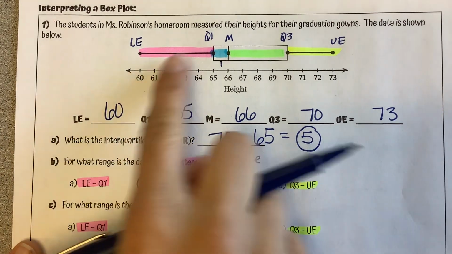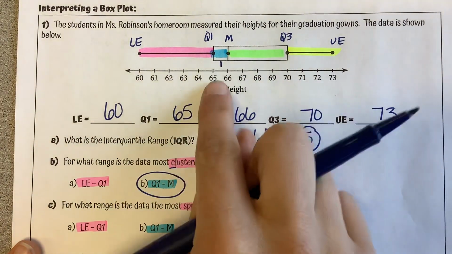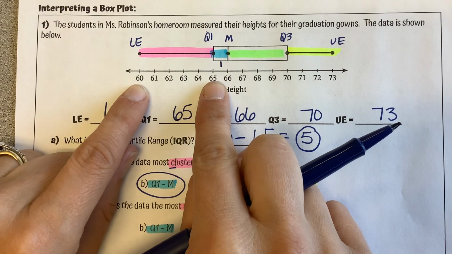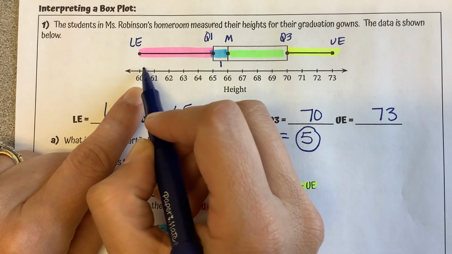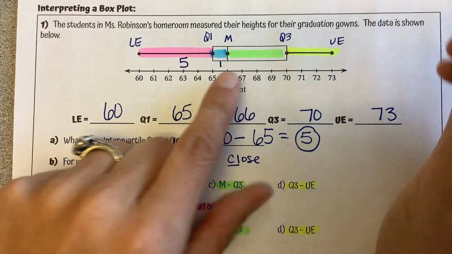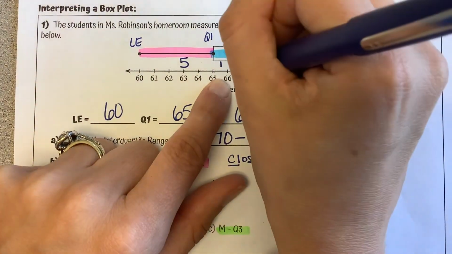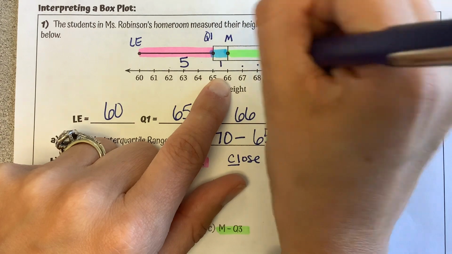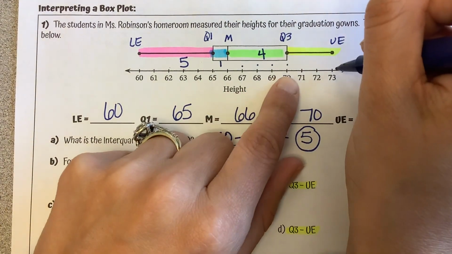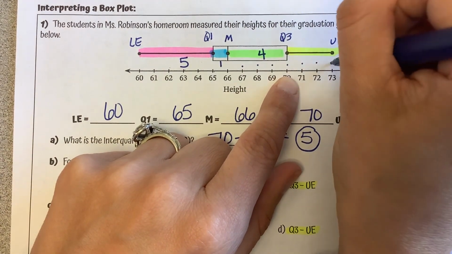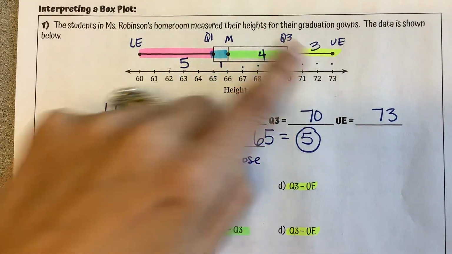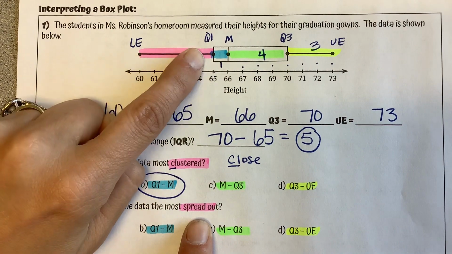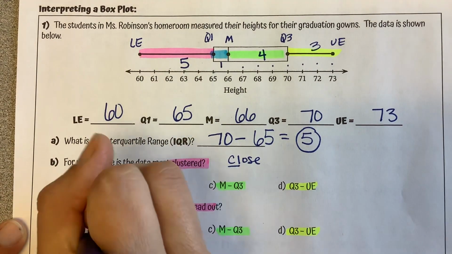Where is it the most spread out? Well, these kind of look similar. I'm going to calculate the distance. From 60 to 65, maybe I can do that in my head. Maybe I plug it into the calculator. Maybe I count. I'm going over 1, 2, 3, 4, 5. Let's check here. From 66 to 70, that's a distance of 1, 2, 3, 4. And from 70 to 73, that's a distance of 1, 2, 3. So where is it the most spread out? 5, 1, 4, or 3. This range of 5, that's our pink range, lower extreme to Q1.